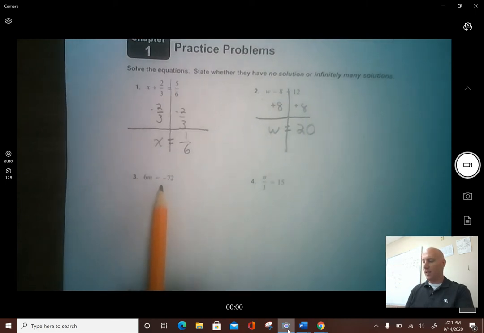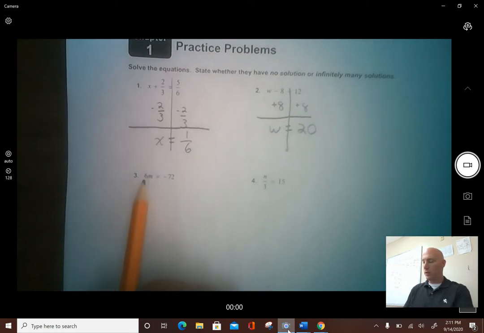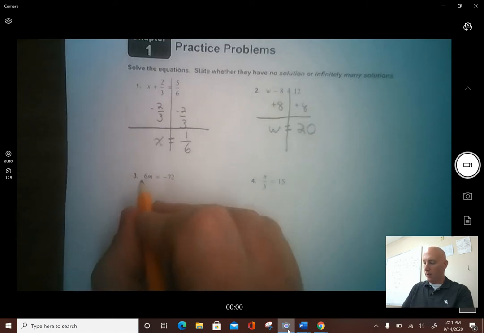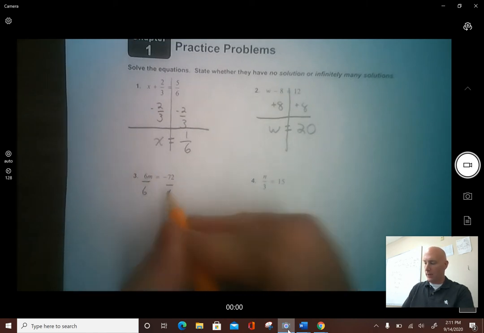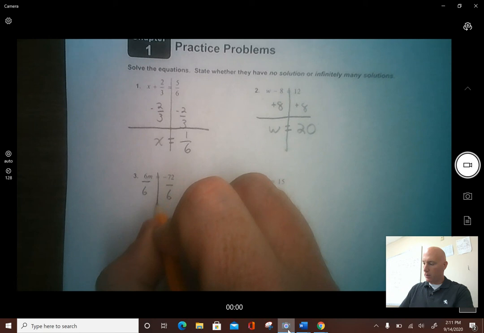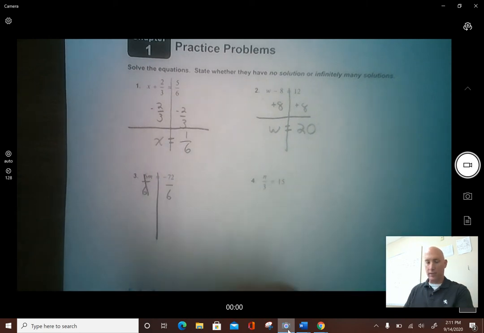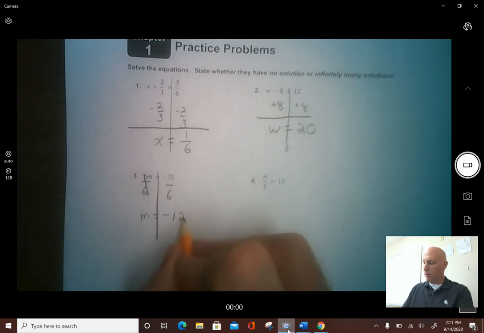So now I have 6m equals negative 72. 6 times m, so I need to undo that by dividing both sides by 6. Those 6's cancel. I'm left with m equals negative 12.